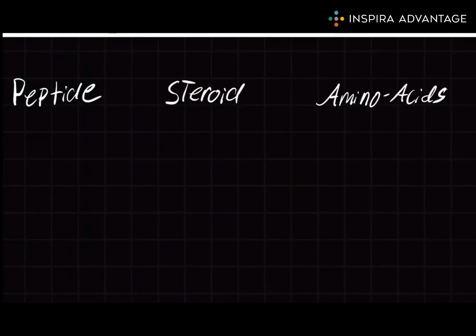Today, we're going to talk about the different classes of hormones you need to know to do well on the MCAT. Specifically, we're going to look at peptide hormones, steroid hormones, and amino acid derived hormones. Let's get into it. Let's start with peptide hormones.